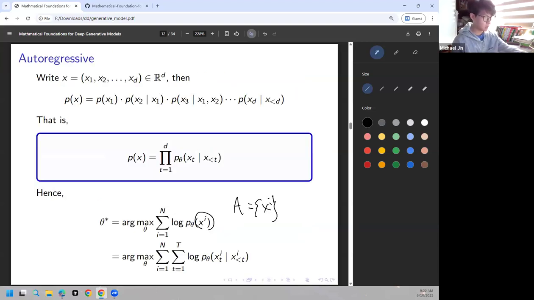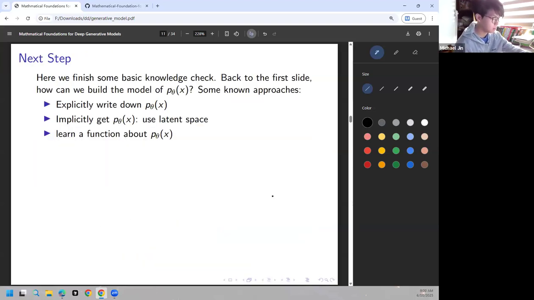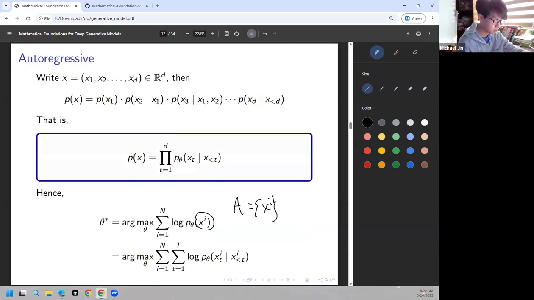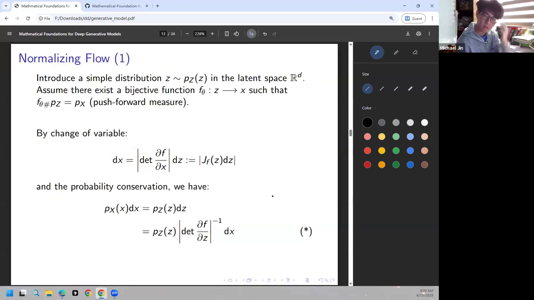And that is the autoregressive model. So back to here, we know that it is the explicit write down of P theta of x. So we got a term that we can optimize on. And also we can implicitly get P theta of x, which is the next model I'm going to show. It's called the normalizing flow.